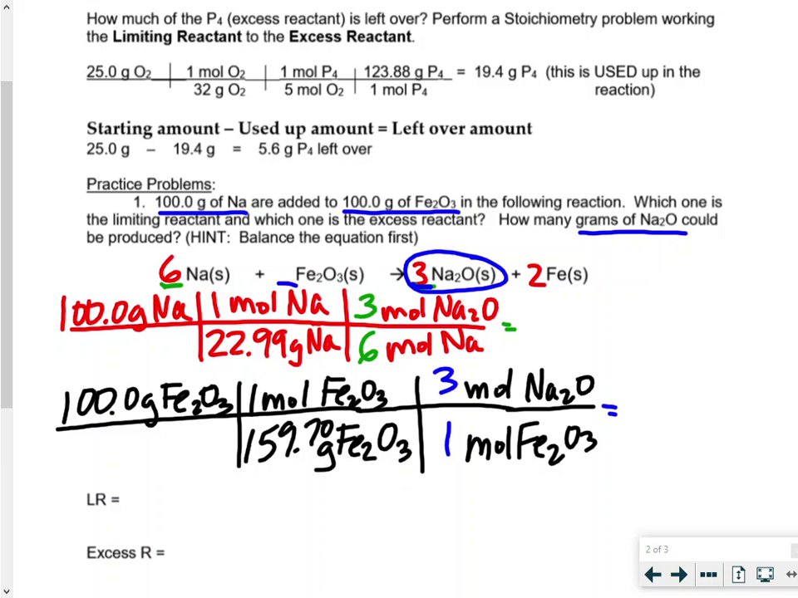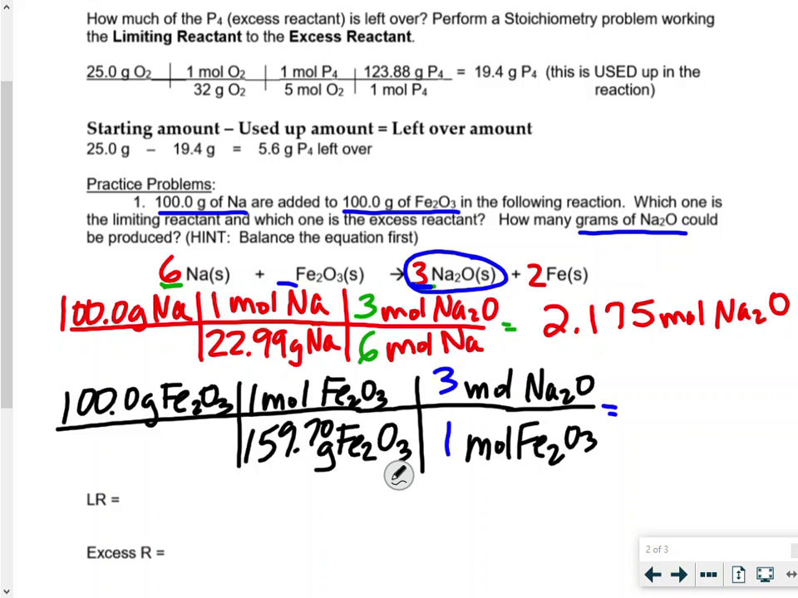2 point something? That sounds about right. Would you get 2.17? How many sig figs do we need to keep? 4. So what's that last digit? A 5. Good. So this is moles Na2O. Now, bottom one, what do we get there?